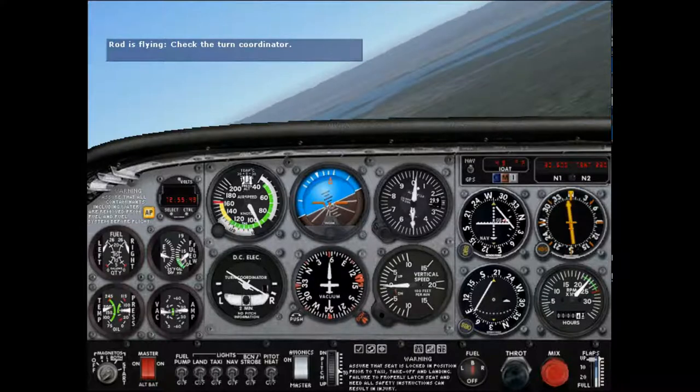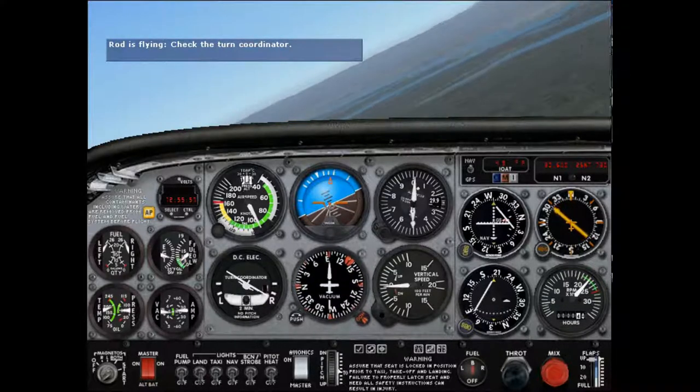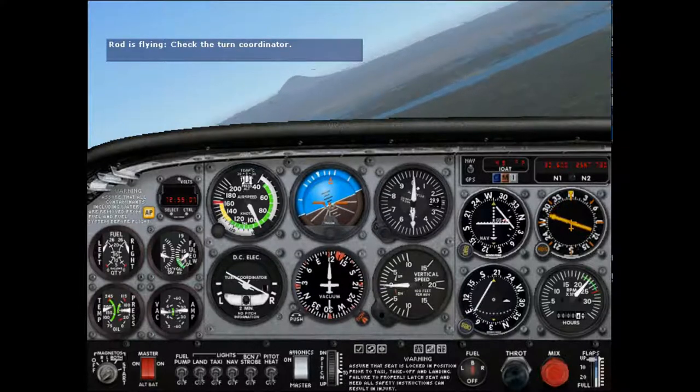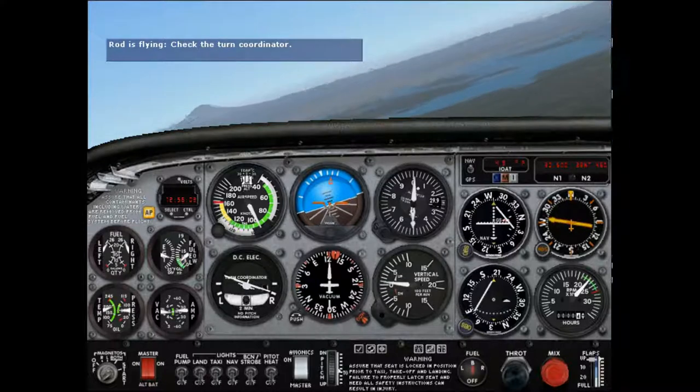When I say quality, I mean whether the turn is coordinated between the aileron and the rudder. Because the rudder is a difficult thing to master, I'll take care of it for you. But just for fun, look at the black ball. As long as the black ball is centered between the two black lines, we're making a coordinated turn.